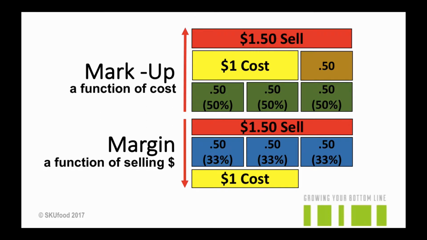Now margin, on the other hand, if the product costs $1 and it needs to sell for $1.50 in the marketplace, then you can see the margin is coming from top down. So if we take 50 cents from $1.50, which is the selling price, that's only 33% of the product price. So you can see that there is a difference here between markup and margin.